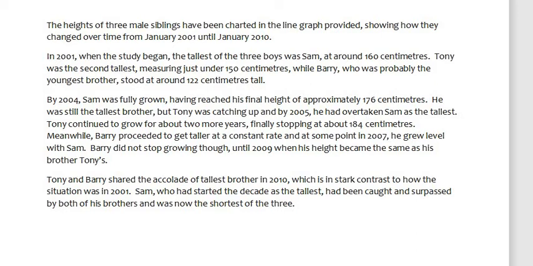He was still the tallest brother, but Tony was catching up, and by 2005 he had overtaken Sam as the tallest. Tony continued to grow for about 2 more years, finally stopping at about 184 centimetres. Meanwhile, Barry proceeded to get taller at a constant rate, and at some point in 2007 he grew level with Sam. Barry did not stop growing though until 2009, when his height became the same as his brother Tony's. Tony and Barry shared the accolade of tallest brother in 2010, which is in stark contrast to how the situation was in 2001.